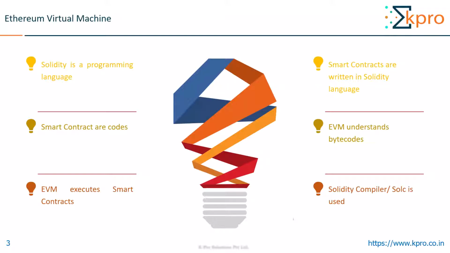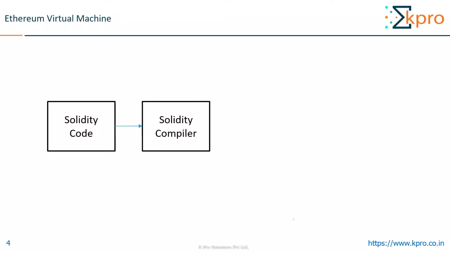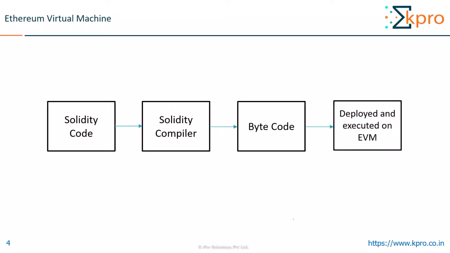So the Solidity code, when compiled by the Solidity compiler, is converted to the EVM understandable bytecode and is finally deployed and executed on the Ethereum virtual machine.